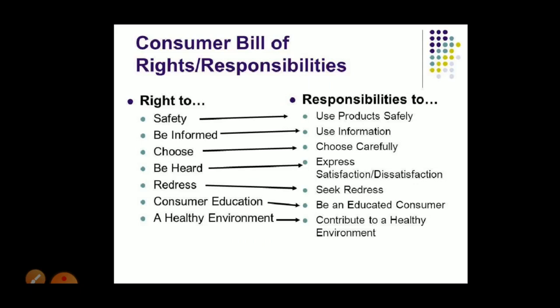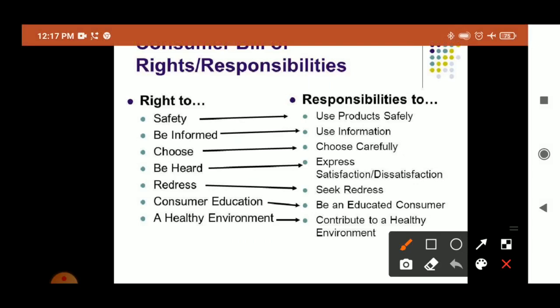The first one is safety. Safety is the first right of the consumer. At the same time, they should use the product in a safe manner. They should check the products available, whether it is a good product, and then buy. And be informed.